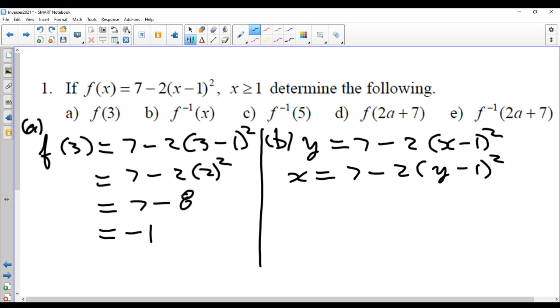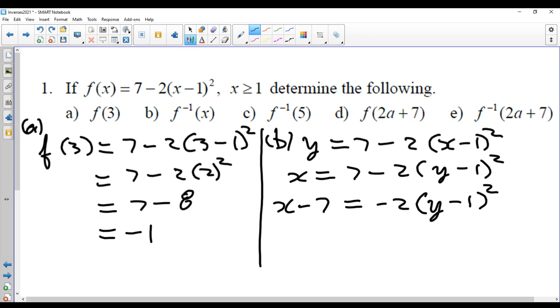That's what we need to do. Take the 7 from both sides. You can't just take the 2 from the 7 because you can't do subtraction before you do multiplication. This 2 is being multiplied by this. So yes, what was just said is what we need to do next: x minus 7 is equal to minus 2 times y minus 1 squared. I'm taking the 7 from both sides. All right, what happens next?